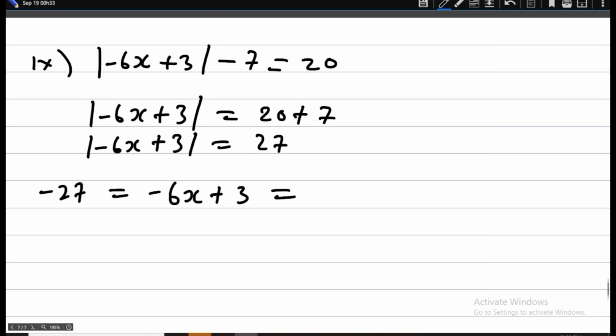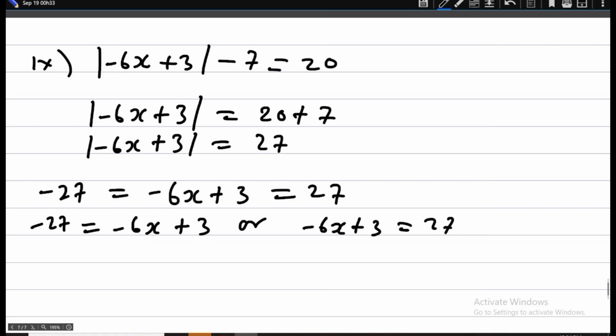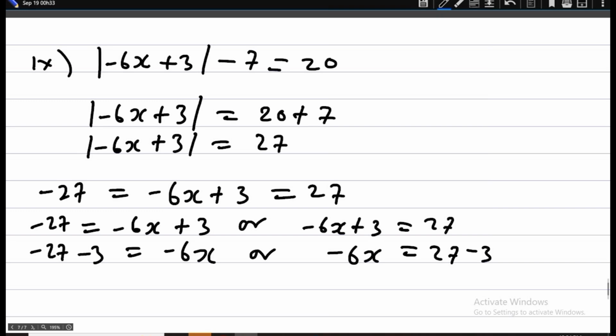Minus, sorry, we have to separate first. That minus 27 is equal to minus 6x plus 3, or we have that minus 6x plus 3 is equal to 27. So we're going to have that minus 27 minus 3 is equal to minus 6x, or minus 6x is equal to 27 minus 3. So I'm going to have that minus 30 is equal to minus 6x, or minus 6x is equal to 24.